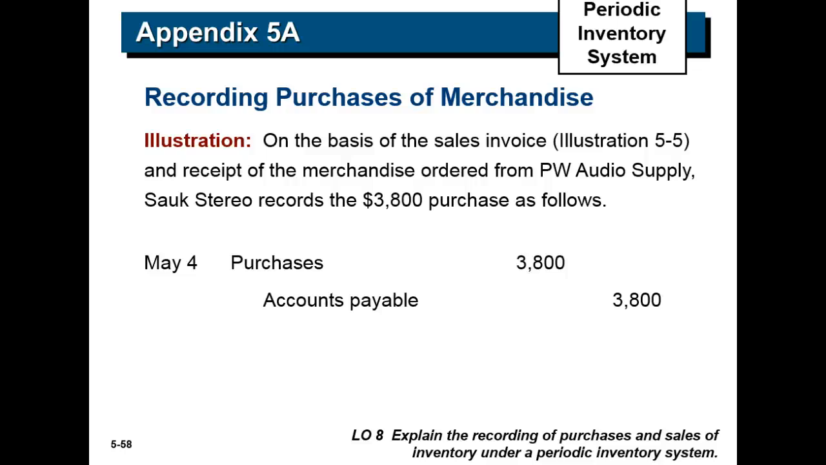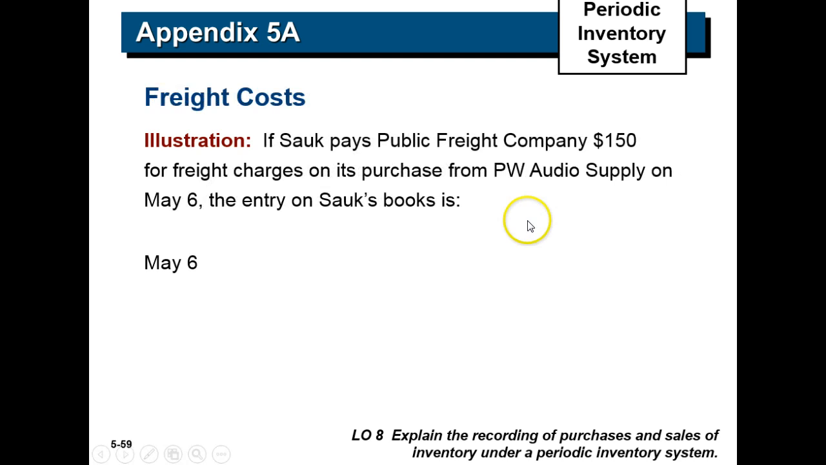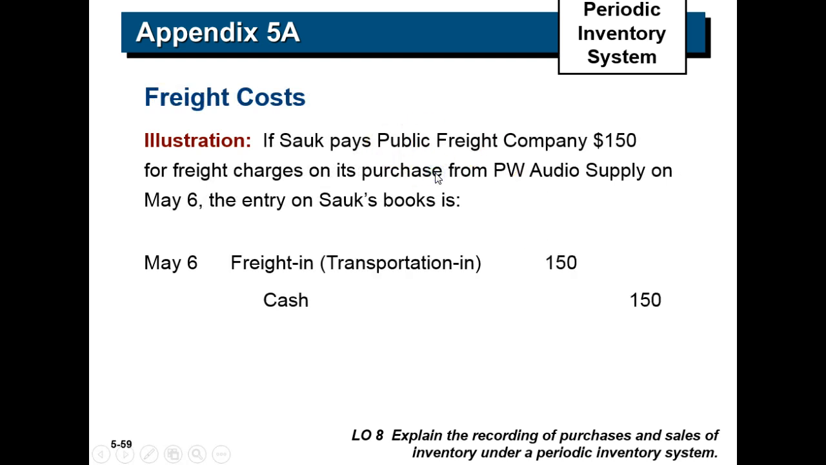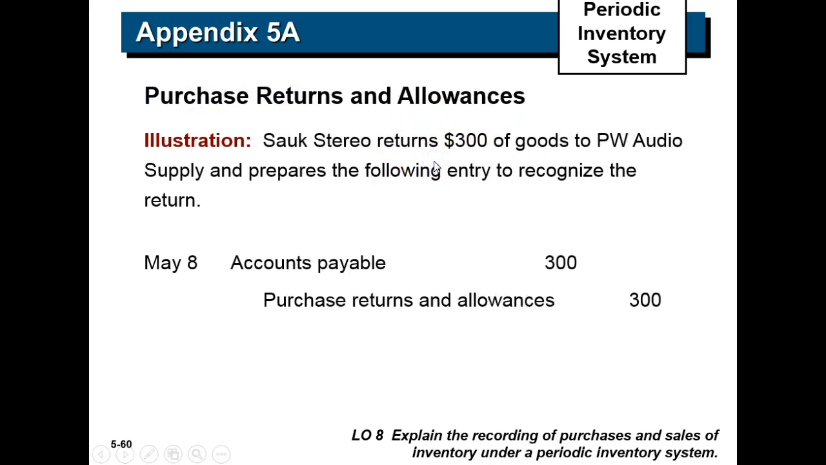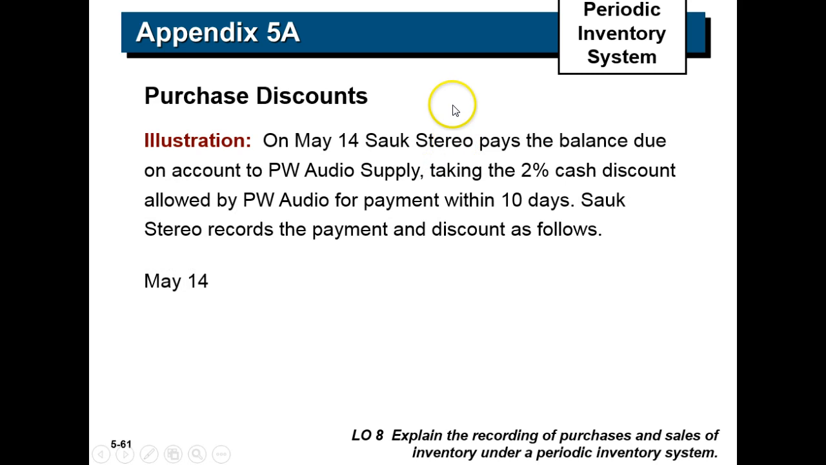Perpetual method is you're always keeping track and you always know where your inventory and cost of goods are. The periodic method is you plug it in at the end of the year. So in doing that, when you purchase goods, you show it as a purchase and accounts payable. You add the freight, you put it in as freight in. All of these are part of your inventory. Then when goods get returned, purchase returns and allowances.